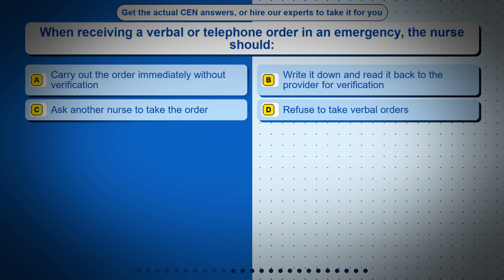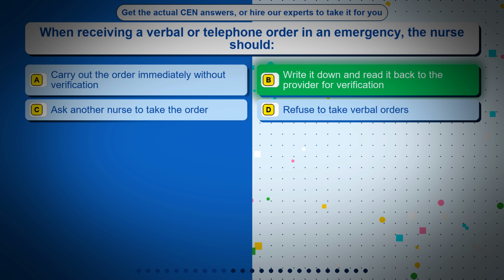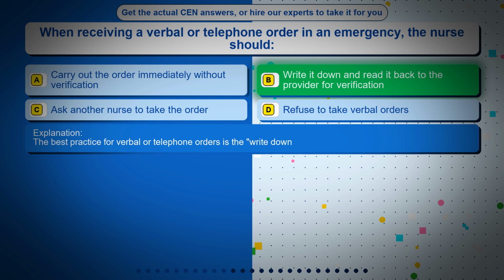Question 10. When receiving a verbal or telephone order in an emergency, the nurse should: Option A, carry out the order immediately without verification. Option B, write it down and read it back to the provider for verification. Option C, ask another nurse to take the order. Option D, refuse to take verbal orders. The correct answer is Option B, write it down and read it back to the provider for verification. The best practice for verbal or telephone orders is to write it down and read it back.